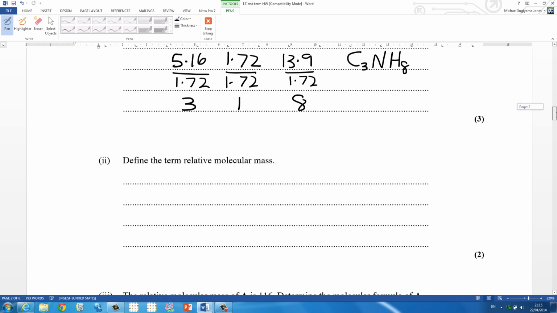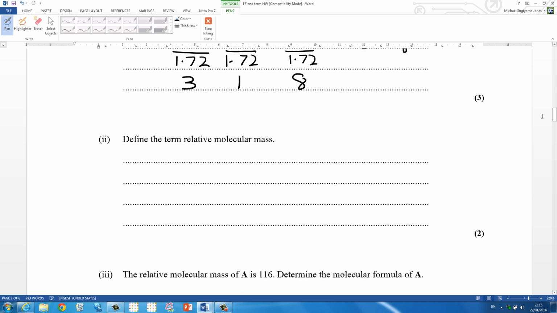And then you have to define the term relative molecular mass. It's the mass of a molecule relative to carbon 12. Or you could have the extended version, which is the weighted average mass of a molecule relative to 1 gram of carbon 12.